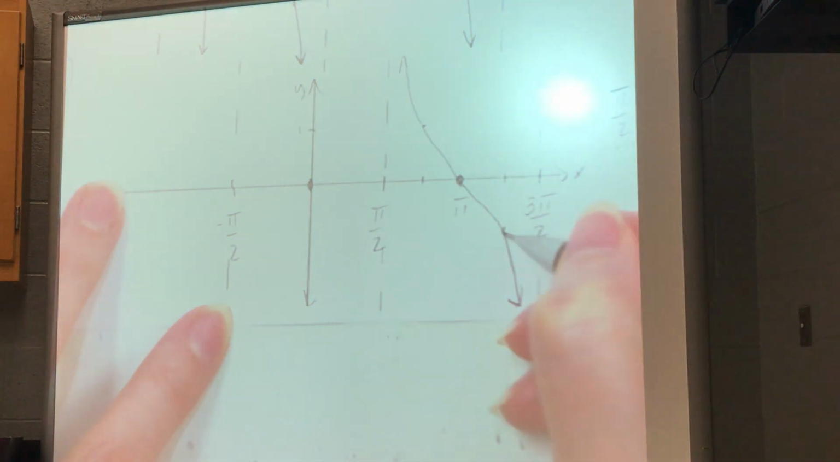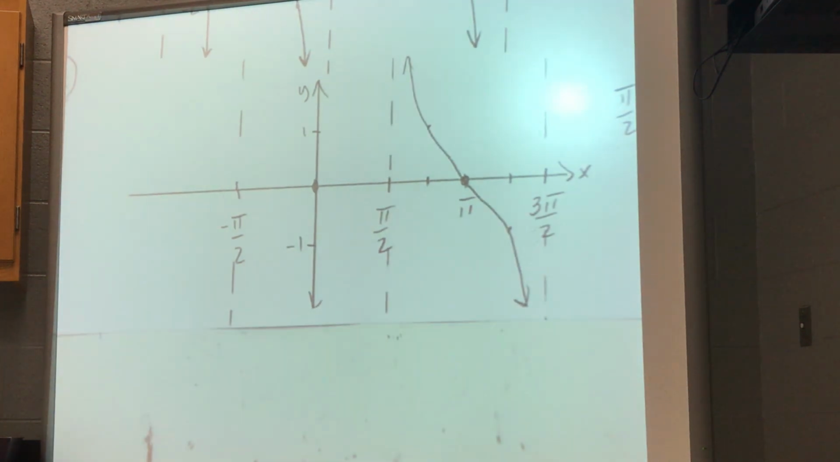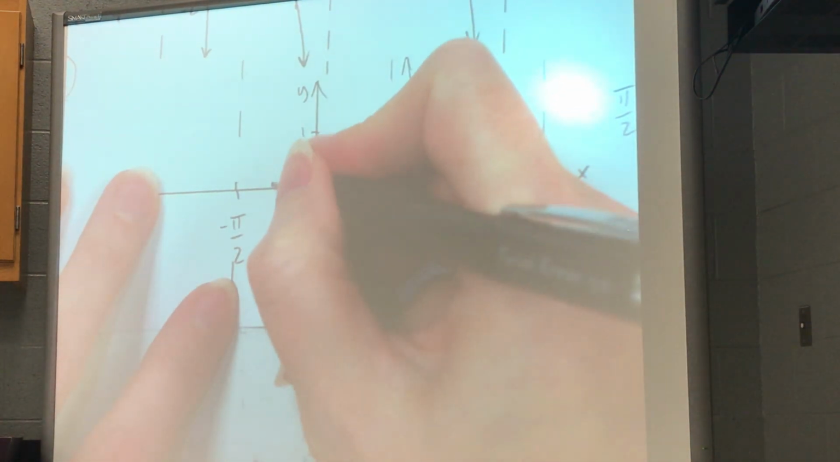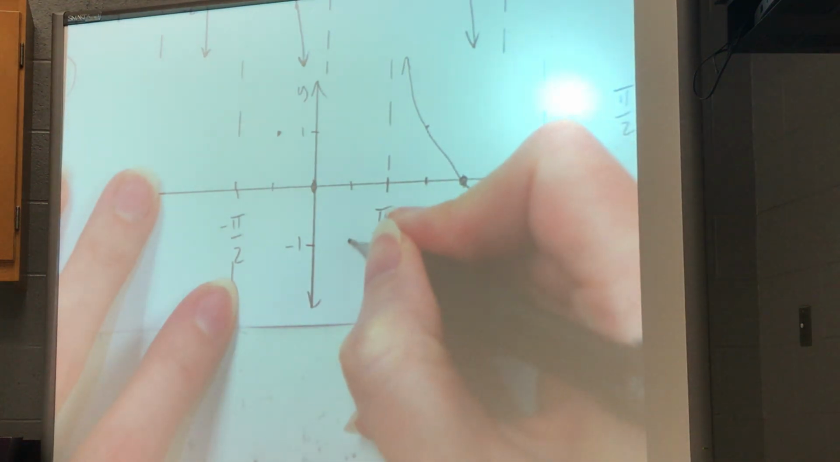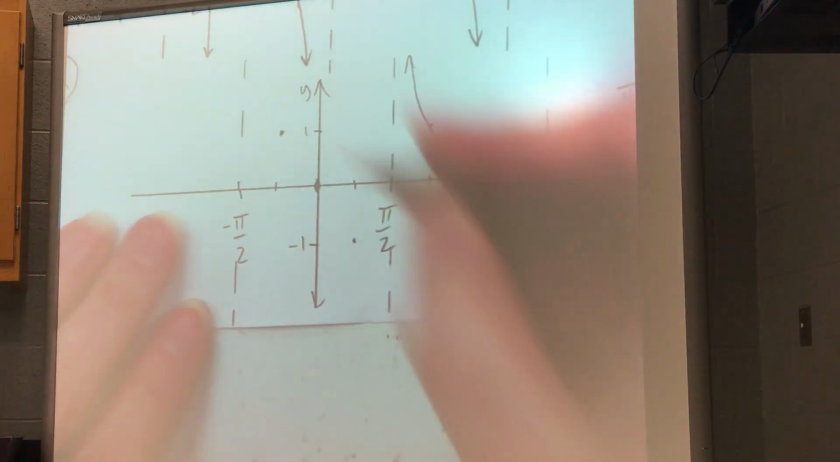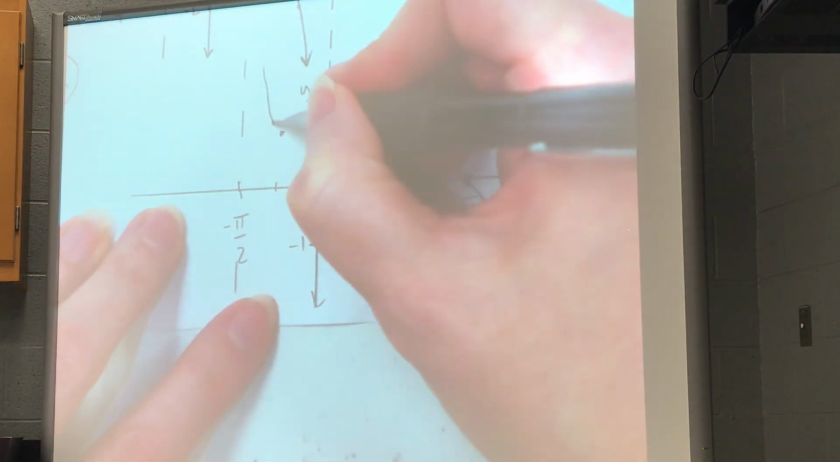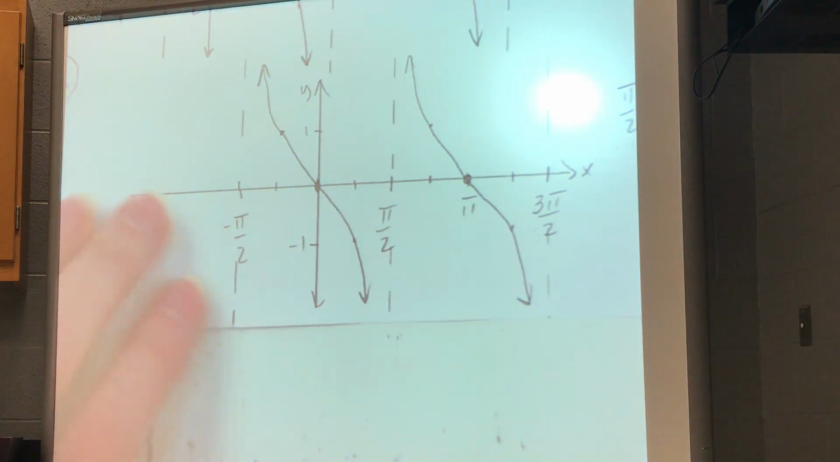Go ahead and label my y-axis with 1 and negative 1, and put my little guide points. Alright, and then I'll draw a side graph. Alright, any questions?